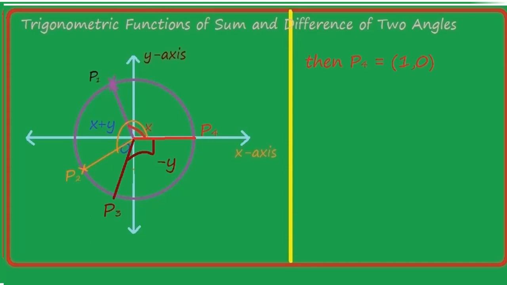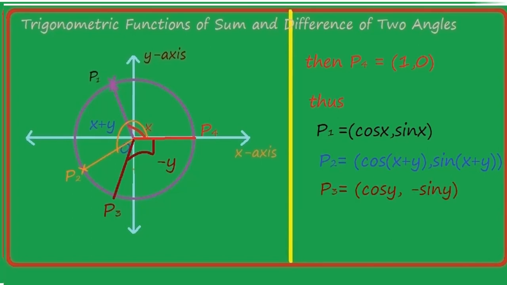And let me repeat the coordinates of the points. What is the coordinate of P1? Cos x comma sin x. What is the coordinate of P2? Cos x plus y comma sin x plus y. And what is the coordinate of P3? Cos y comma minus sin y. And the coordinate of P4 is 1 comma 0.